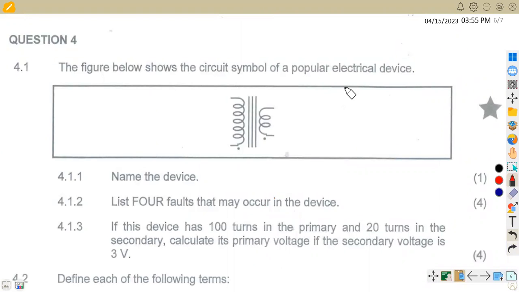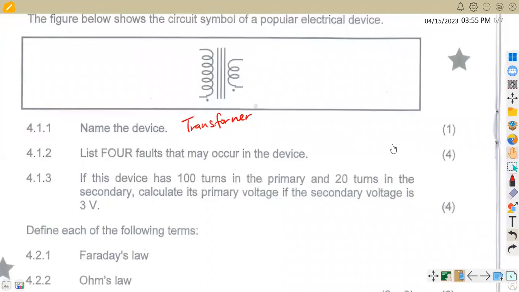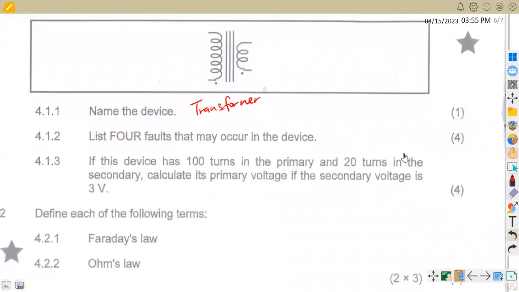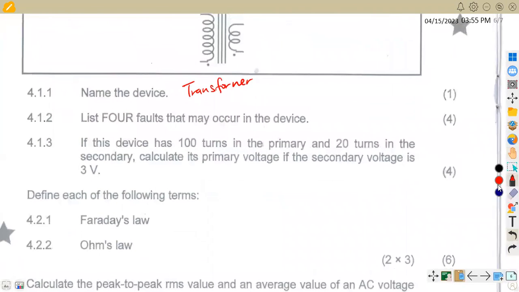On question 4, this figure below shows the circuit symbol of a popular electrical device. Which device is it? That is 4.1.1, name the device. So that's a transformer. We even talked about this before when we were having those symbols. Then 4.1.2, we are asked to list 4 faults that may occur in the device, which means the faults of a transformer.